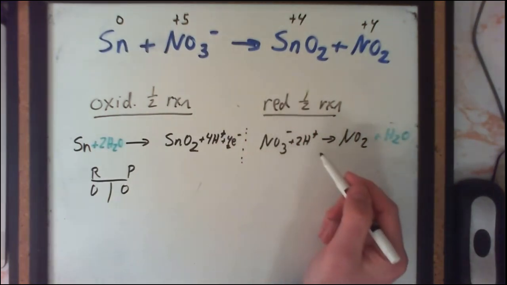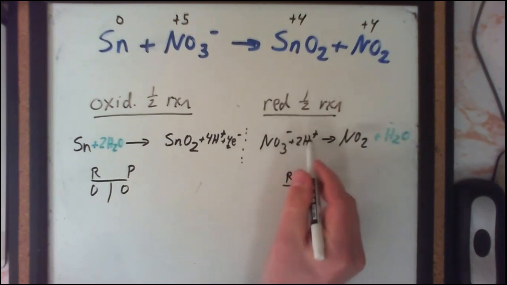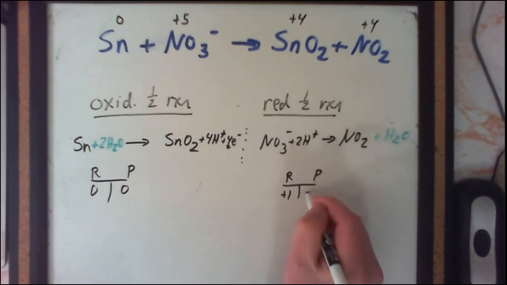For the reduction half reaction, we currently have -1 plus 2 is +1 versus 0.